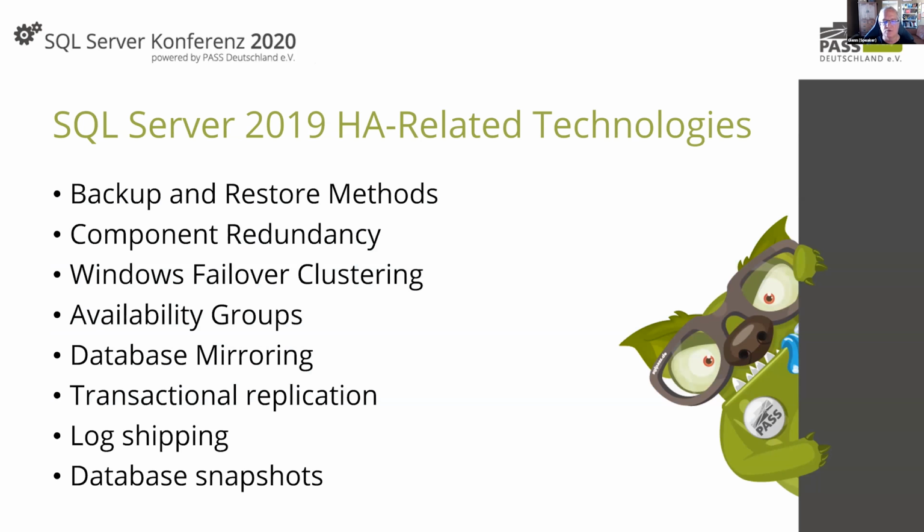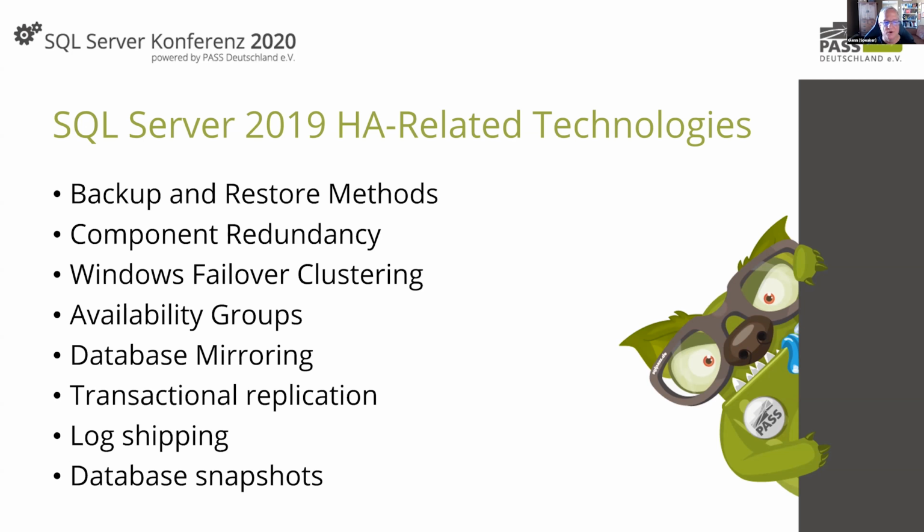So here's some of the SQL Server 2019 HA related technologies that you have to work with. And the first two aren't really technologies, they're just more things you should do to make sure you have a better HADR story. So backup and restore methods, I'm going to talk about that. That's extremely important that you have a good backup and restore strategy, because if everything else fails, as long as you have a good set of backups that you can restore, you can eventually come back online. But if you don't have good backups, then it's game over and you're going to get fired and your company might go out of business, seriously.